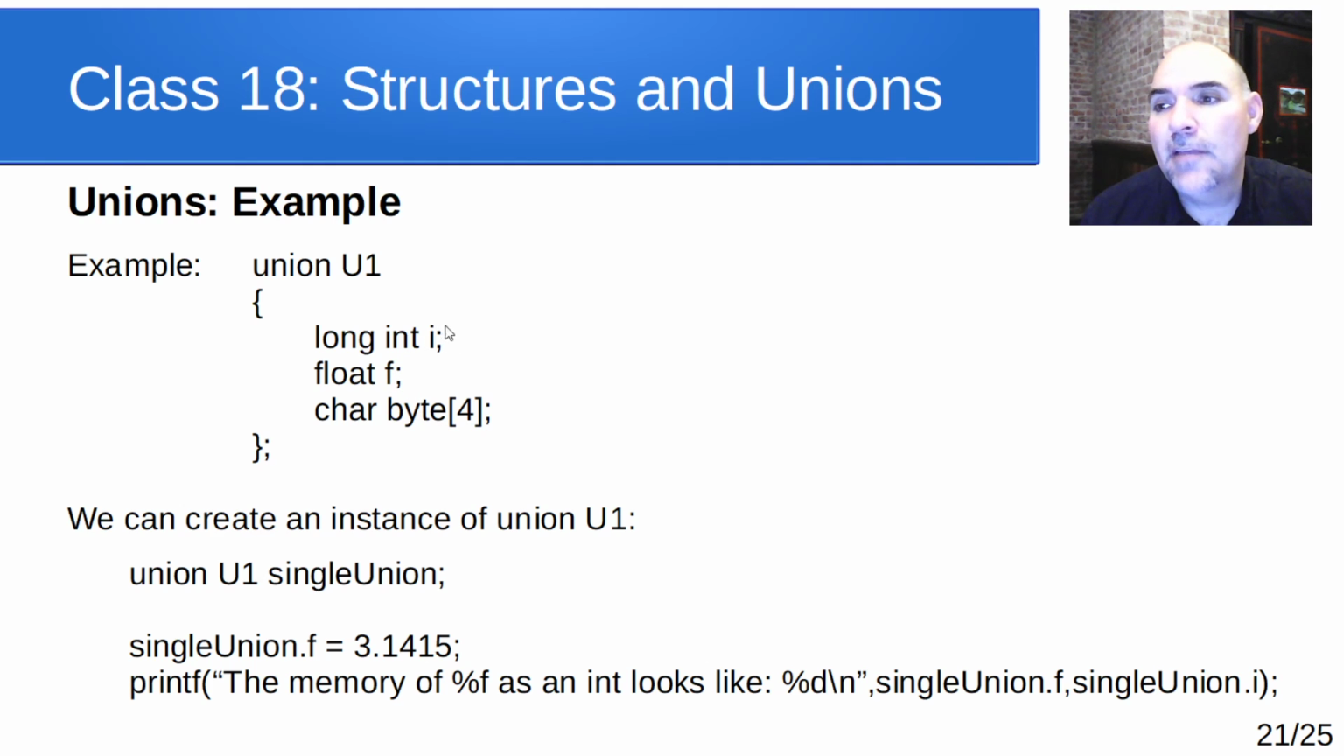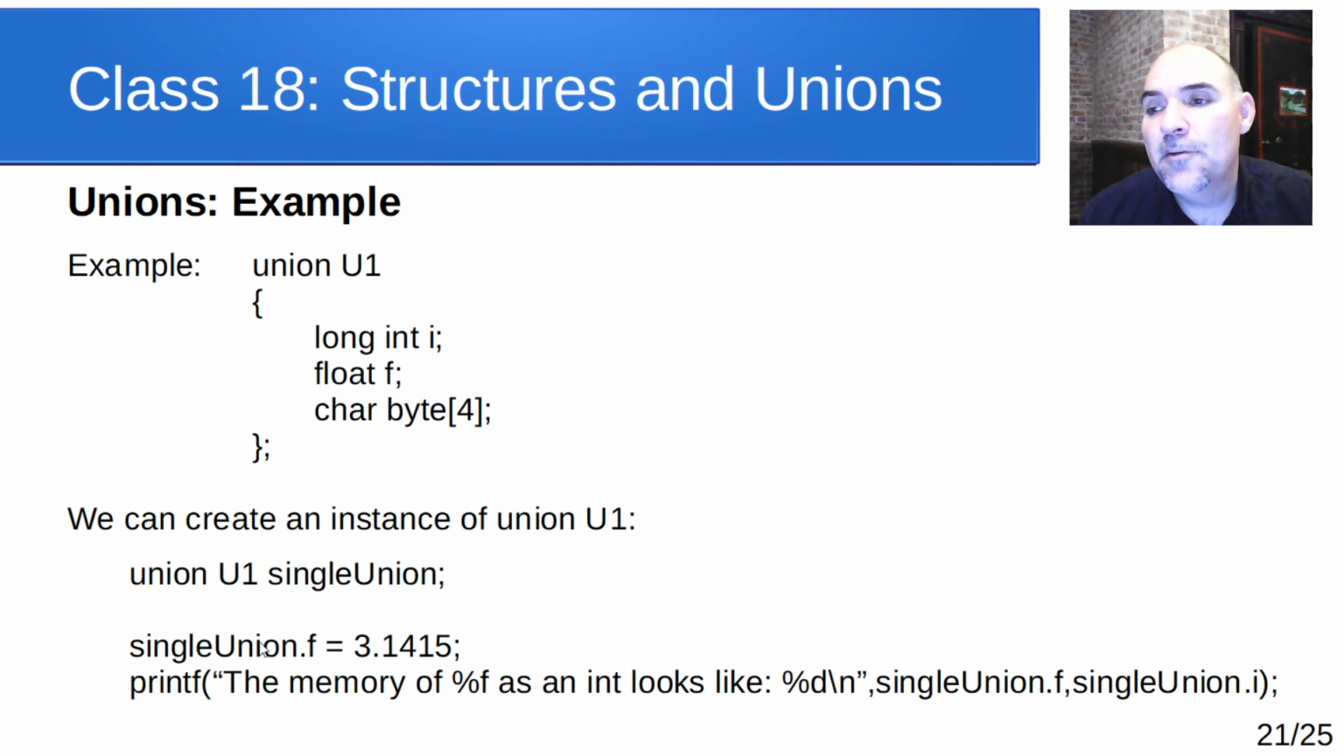I could say, hey, look at it as if it were an integer, look at it as if it were a float, look at it as if it were an array of 4 bytes. So we can create an instance of that union just like you do with a structure. You say union, give the type, and then give the variable name. So this is the variable name, this is the type.